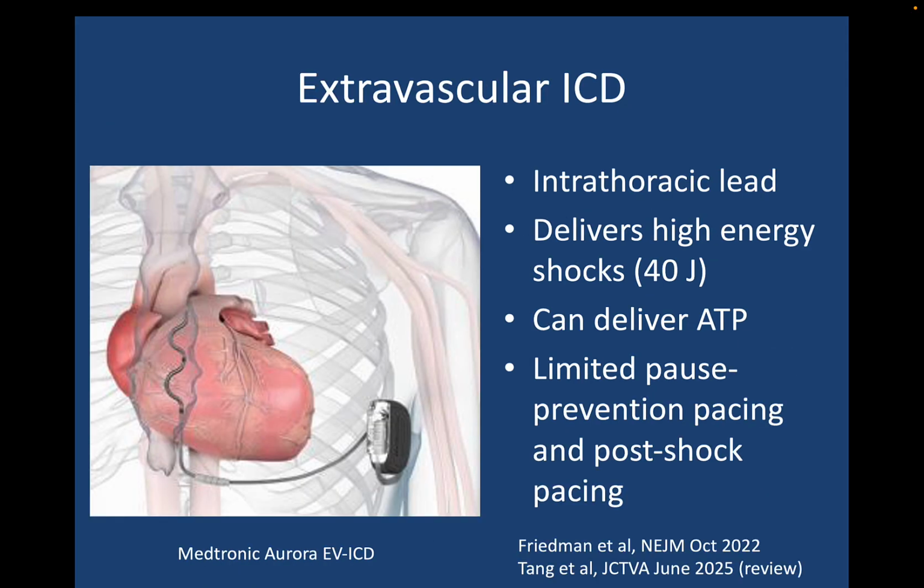The newer device, the extravascular ICD made by Medtronic, it's called the Aurora EV ICD, similarly has the pulse generator in the left chest wall. This lead is a little more sigmoid shaped. It is under the sternum. It's intrathoracic. Because its position's closer to the heart, the shock energy is only 40 joules, and it can deliver ATP. It doesn't provide much for pacing, but a little bit more than the SICD does.